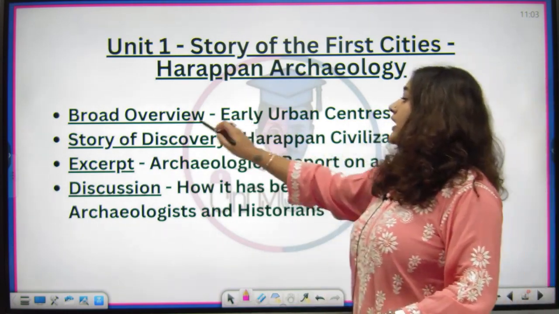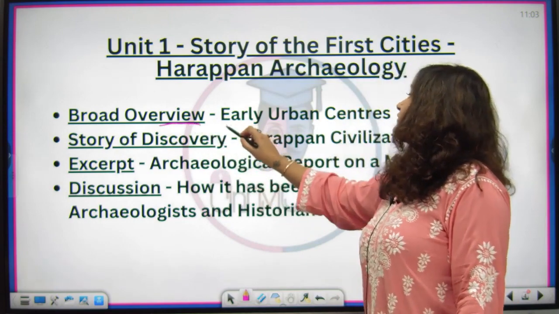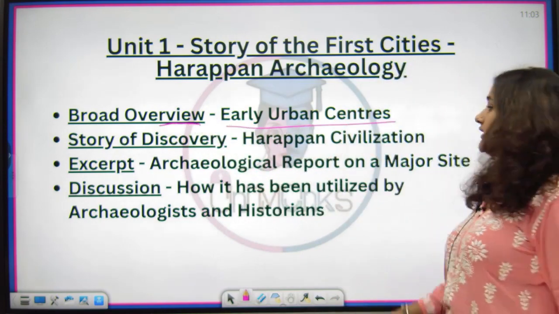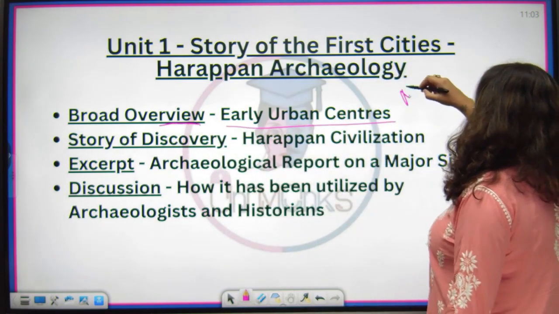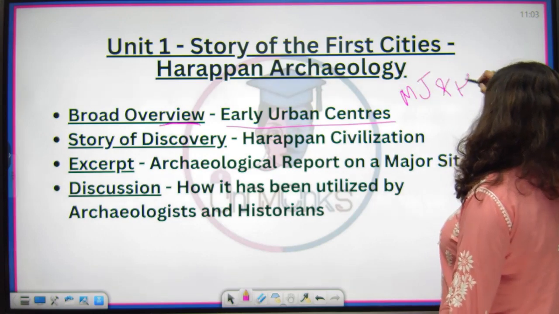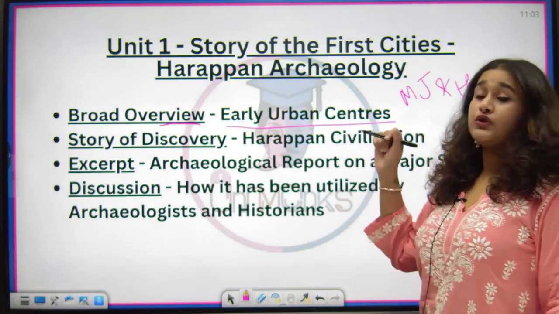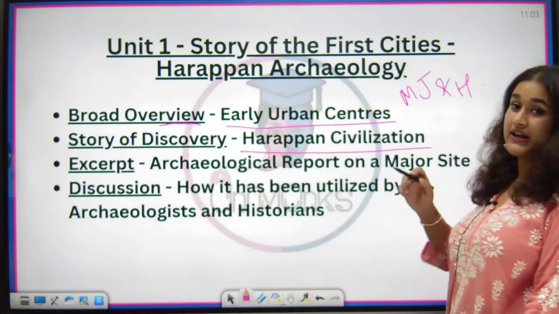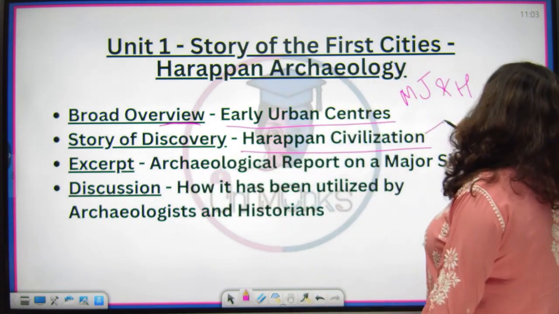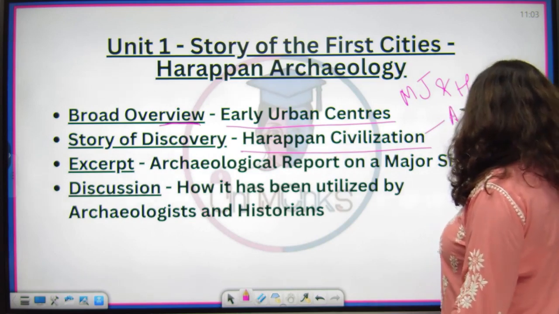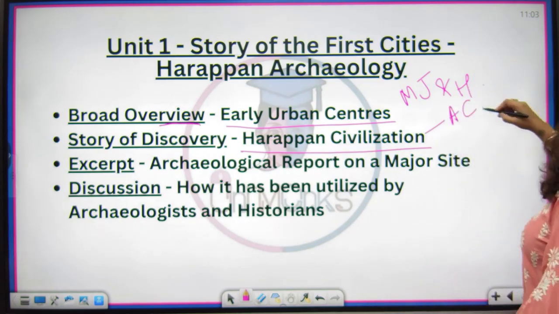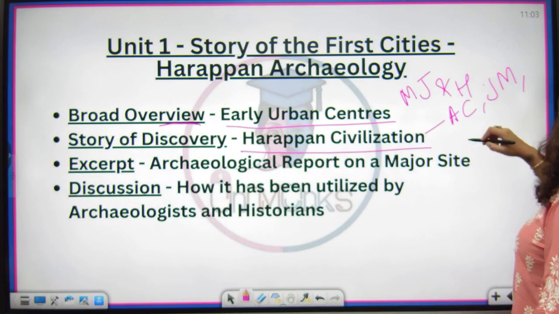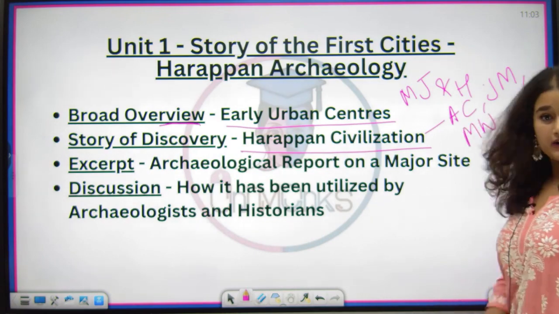Number one, you have to get a broad overview of the early urban centers, alright? Urban centers of Mohenjo-daro and Harappa, okay? Then you have to understand the story of discovery of the Harappan civilization, okay? Here you have to understand what Alexander Cunningham's work was, what John Marshall's contributions were, what Mortimer Wheeler did, alright?